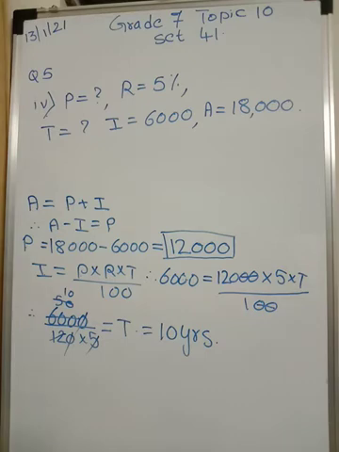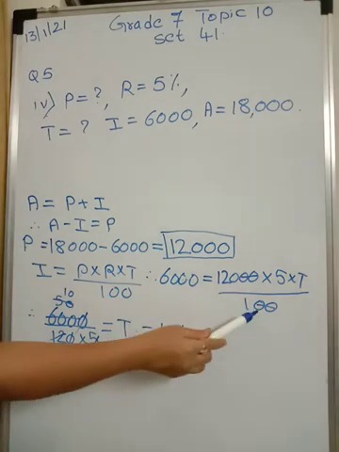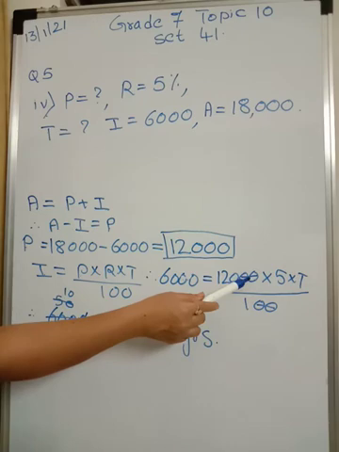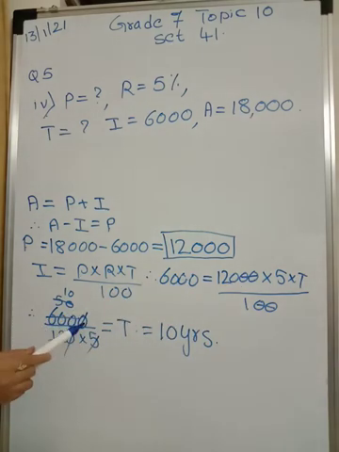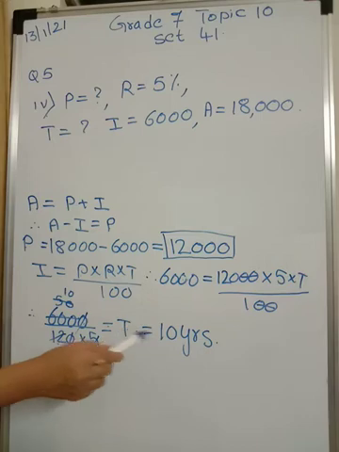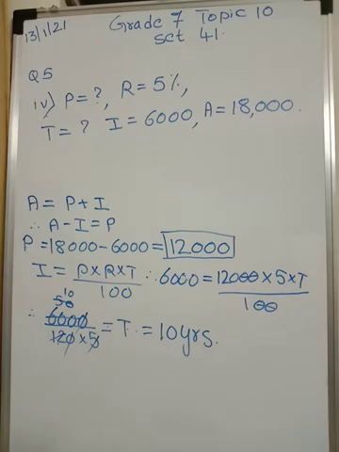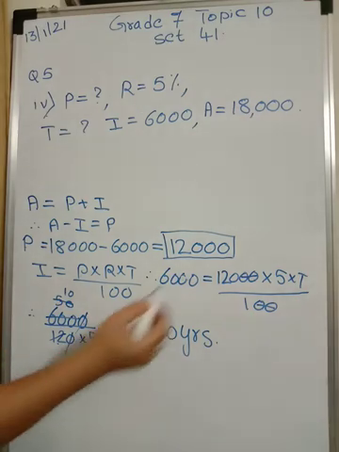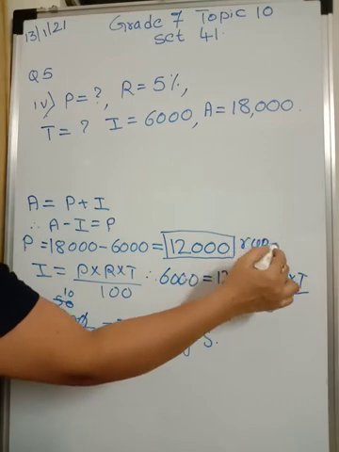Now 6,000 upon 120 into 5. These 2 zeros and these 2 zeros can be cancelled. So we are left with 6,000 over here. 120 into 5 will go in denominator, which is equal to T. So 1 zero cancelled. 12 ones are 12 and 12 fives are 60. This 0 as it is. So remains 50. 5 ones are 5 and 5 tens are 50. So time is equal to 10 years. So principal is 12,000 rupees and time is equal to 10 years.